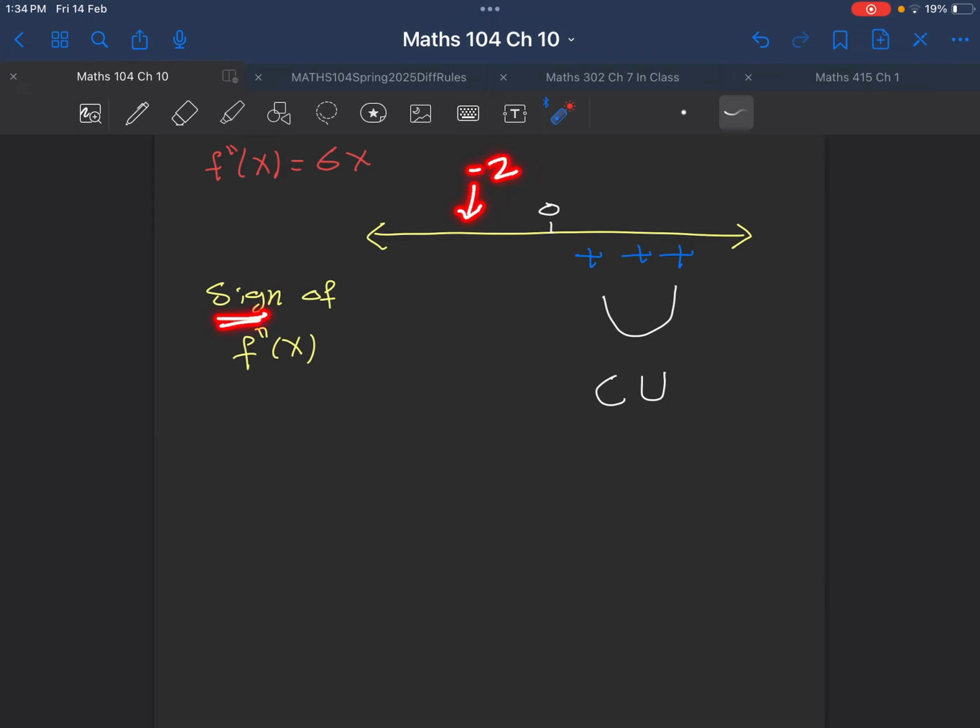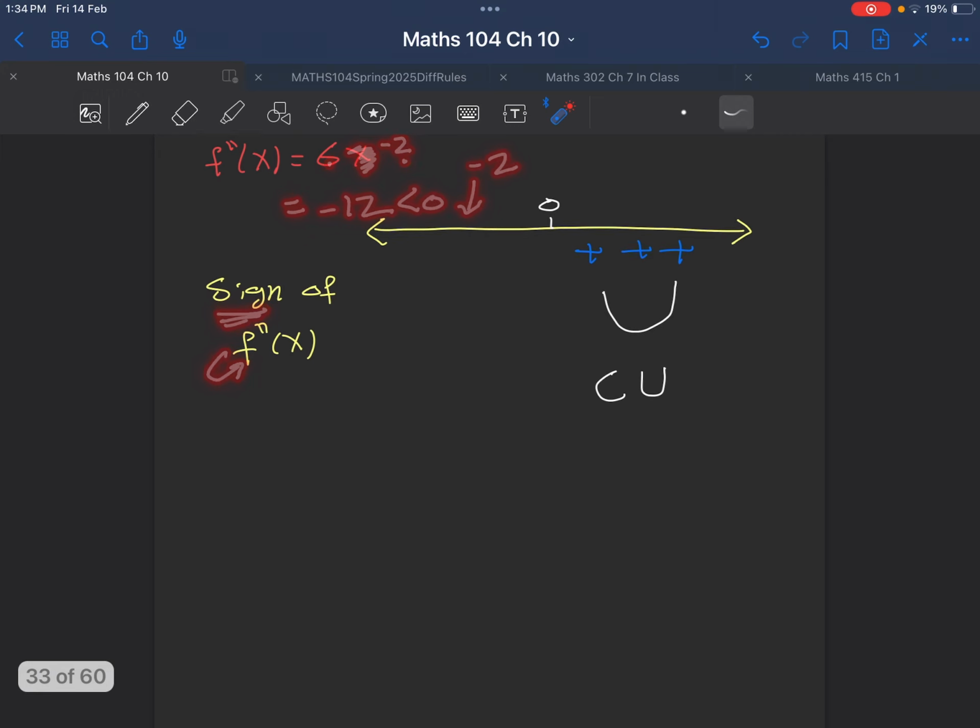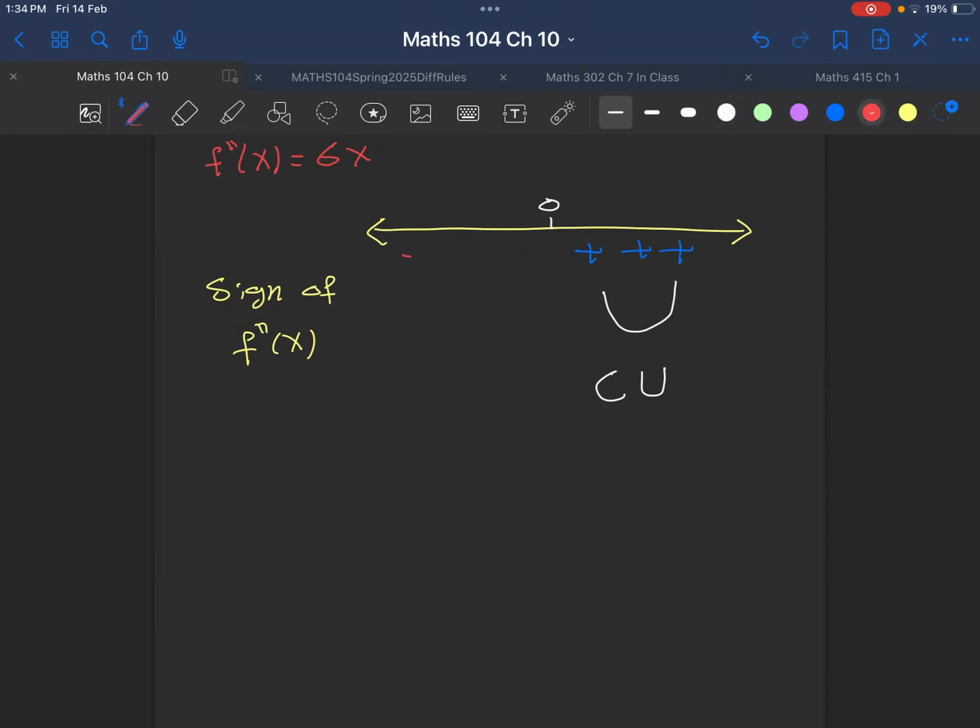Now, take another test point here, which is -2, for example, and find the sign of f double prime, which means take this x and write it -2. Now, 6 times -2, this is -12. -12 is definitely less than 0, so everything here is negative, which means concave downward. So in this case, here we have negative, negative, negative, which means concave downward.